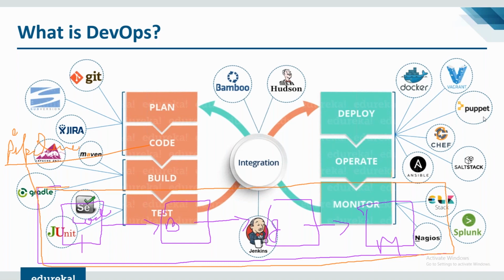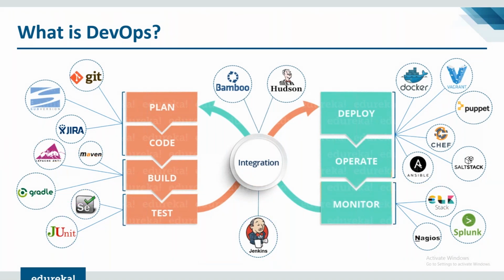First of all, let me clear out all this drawing. So here we have all the tools available. In continuous coding, we have Git. In continuous build, we mainly use Maven. In continuous testing, we mainly use Selenium. In continuous integration, we have Jenkins. In continuous deployment, we have Docker. In continuous operation, as configuration management, we have Puppet and Ansible. Then in continuous monitoring, we mainly use Nagios as the most popular tool for DevOps.